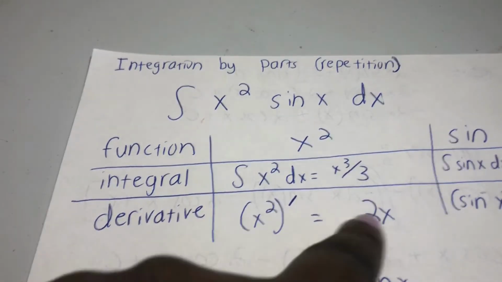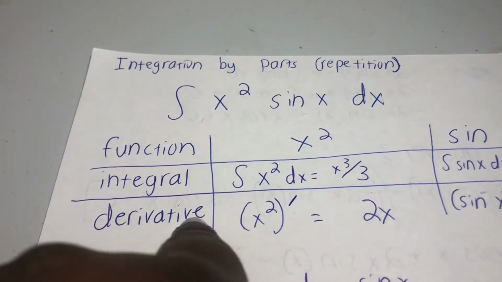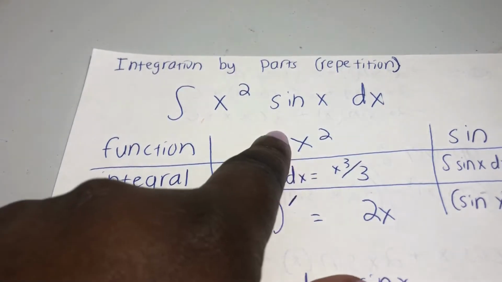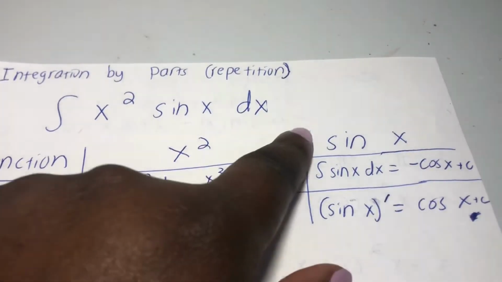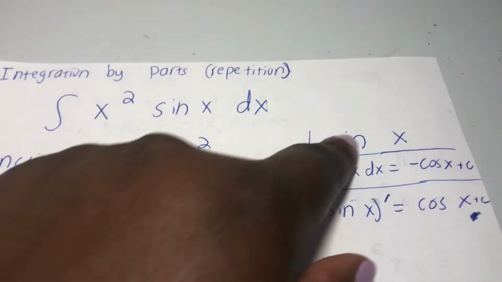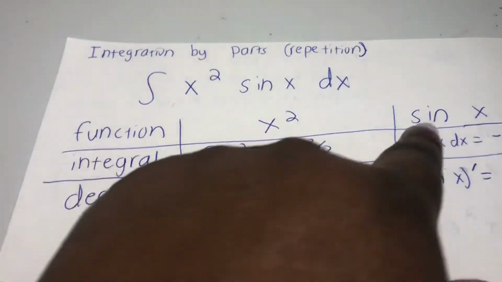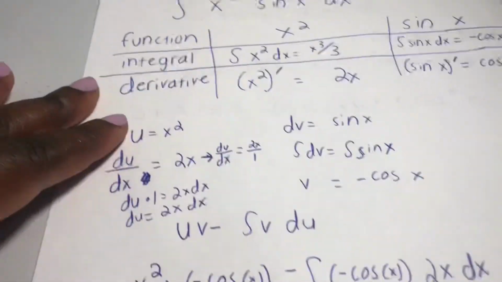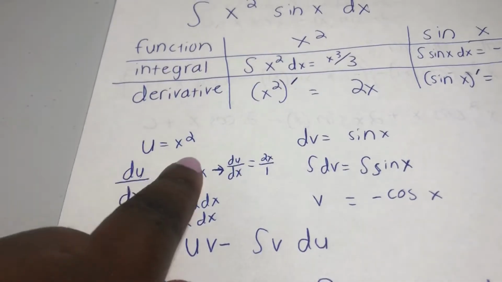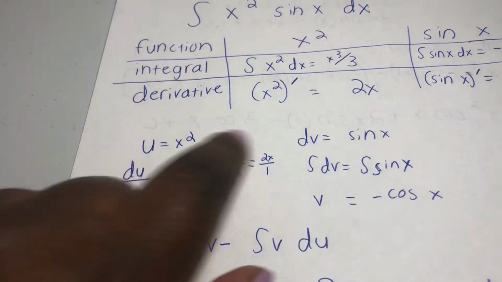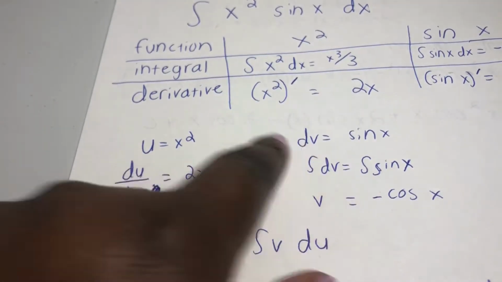So x squared is easier to take the derivative of. So we're going to make x squared our u, and since we have no choice but to put the other function as dv, we're going to make sine x our dv. So x squared is going to be u, and sine x is going to be dv.